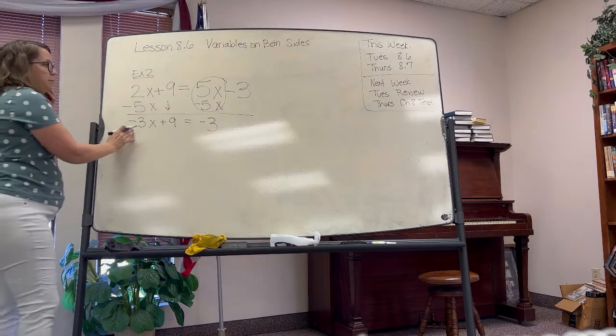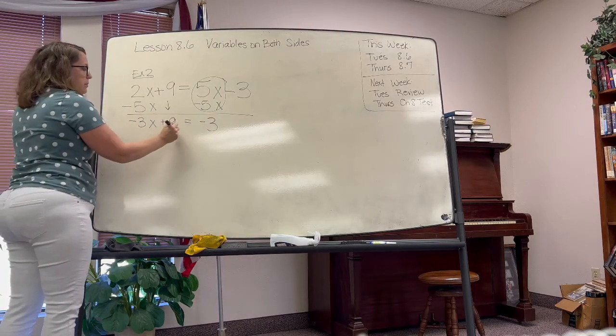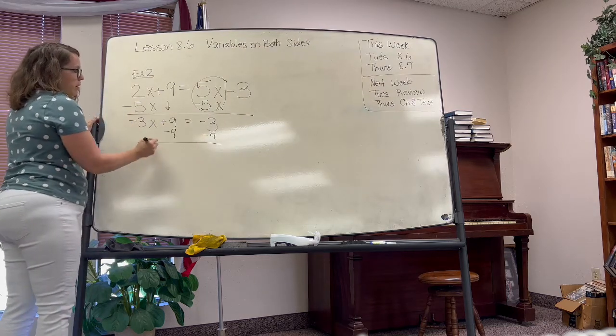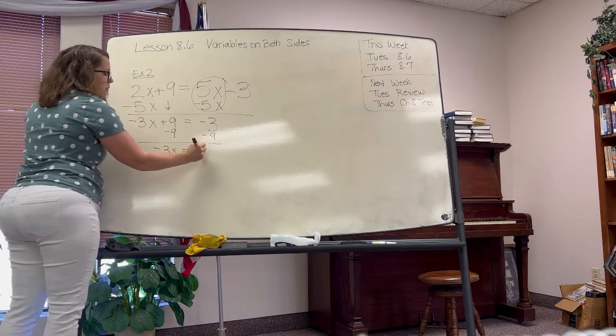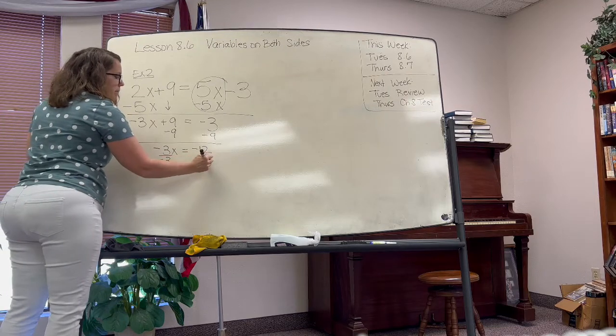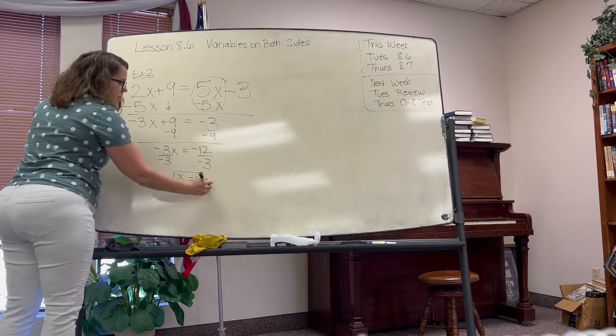So now I have this problem, and this is a regular two-step equation. We've done these 100 times. I'm going to minus 9 on both sides. I get negative 3x equals negative 12. I'm going to divide by negative 3, and I get x equals 4.